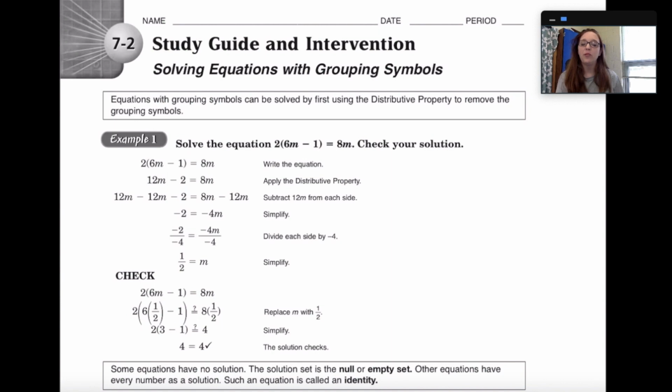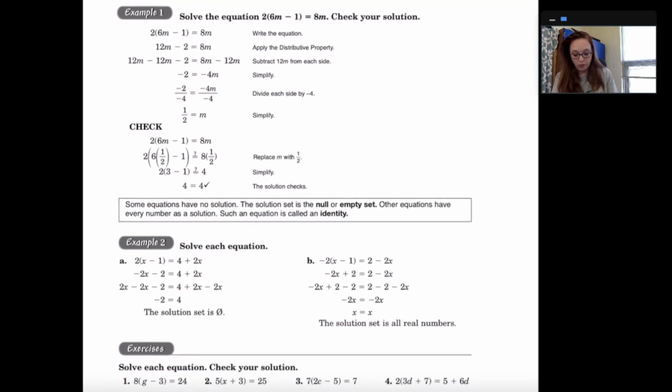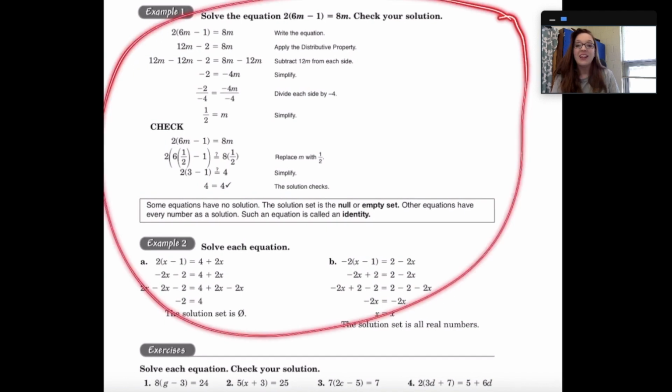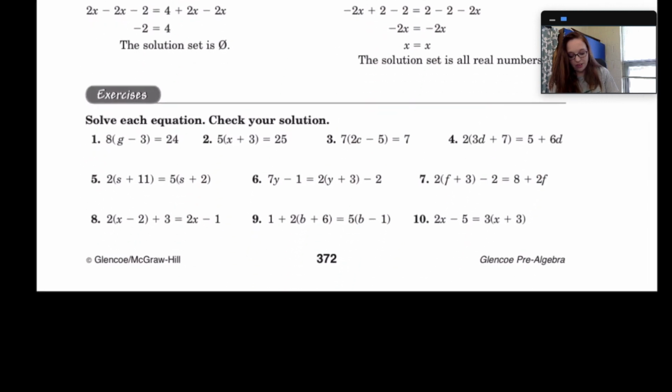Today's lesson is going to be on solving equations with grouping symbols. So again, just like in yesterday's lesson, I want you to pause the video and read through these examples, both of them, on your own. So pause the video and do that now. Great. Now let's do some exercises together.